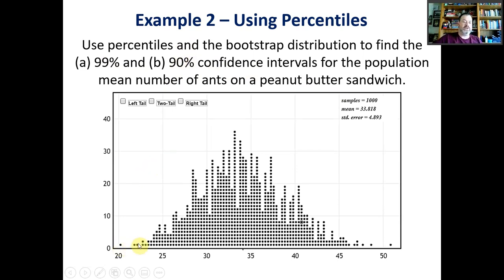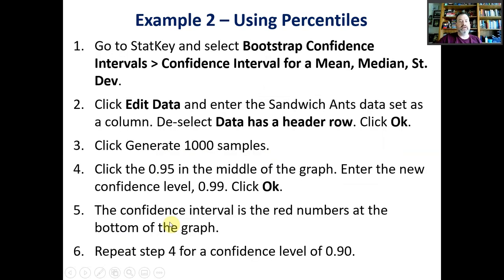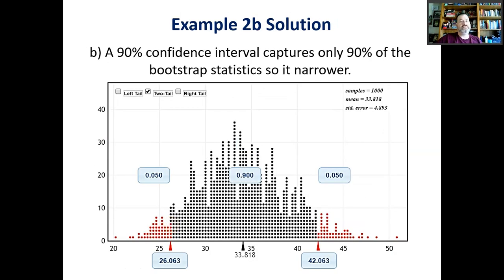So just count 1, 2, 3, 4. I'm kidding. We're not going to count 50. Let StatKey do the work, right? And you can see that a 90% confidence interval is now much narrower because it only captures 90% of the Bootstrap statistics. Everything else is the same, right? To do it, you just click the center here, and then it'll show you the confidence interval.